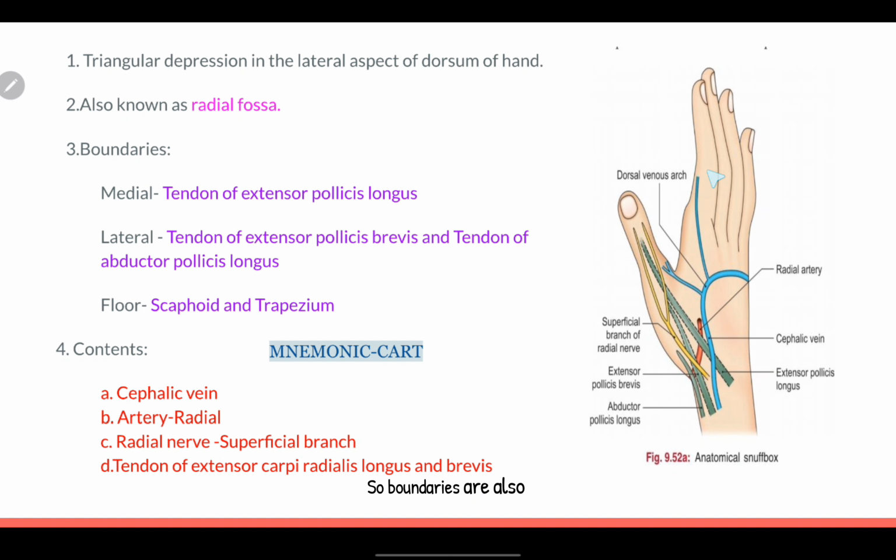The boundaries are also important. This diagram is altogether very important. If you draw this diagram and mark the parts, you will get 2 marks. The diagram is important, and the contents are important. So 5 questions we have covered.